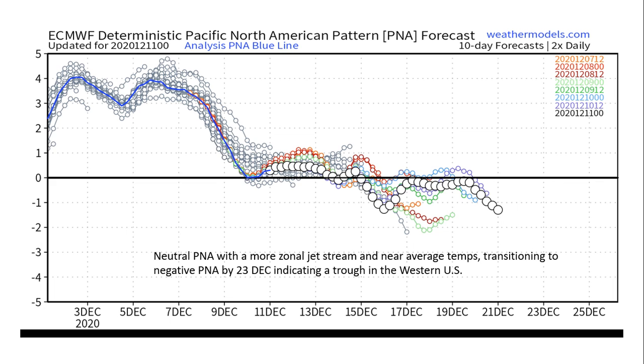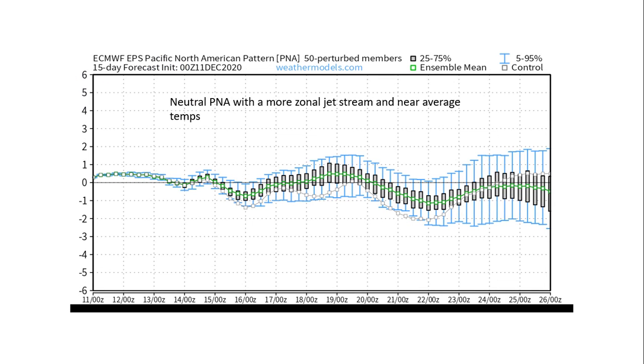We see a little bit of a possible drop-off there around the 17th of December to negative territory, and then maybe again around the winter solstice, 21 December. But in general, we're getting back towards neutral PNA conditions. For the European Ensemble Prediction System EPS 50 perturb members for the PNA, look at that green line. That's your ensemble average or mean. Notice the green line, again, maintaining right around the zero line, so that's more of a neutral situation all the way out through the 26th of December.